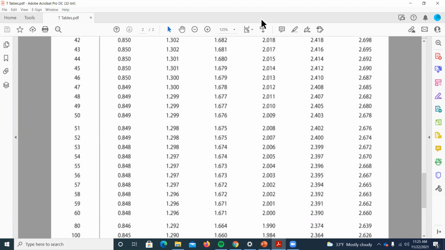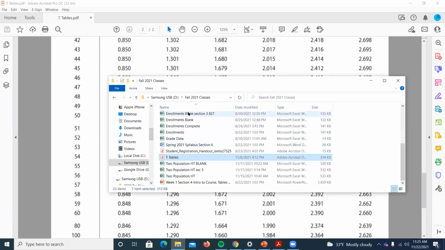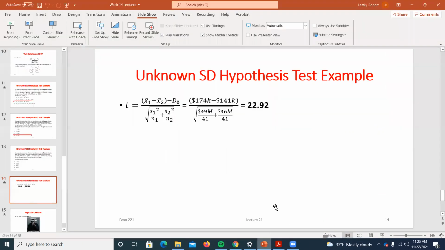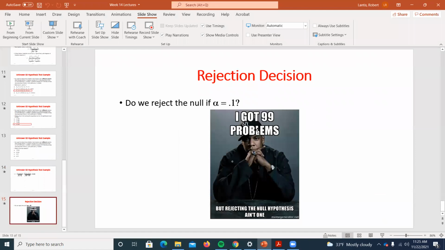All right, I don't think anyone else has joined in here. So we're now going to take a look at, no, actually, I think I had a grade meme maybe here at the end. So 99 problems, but rejecting the null ain't one. Although I think we could reject the null here. So this meme doesn't fit, but I liked the meme, so I threw it in here.